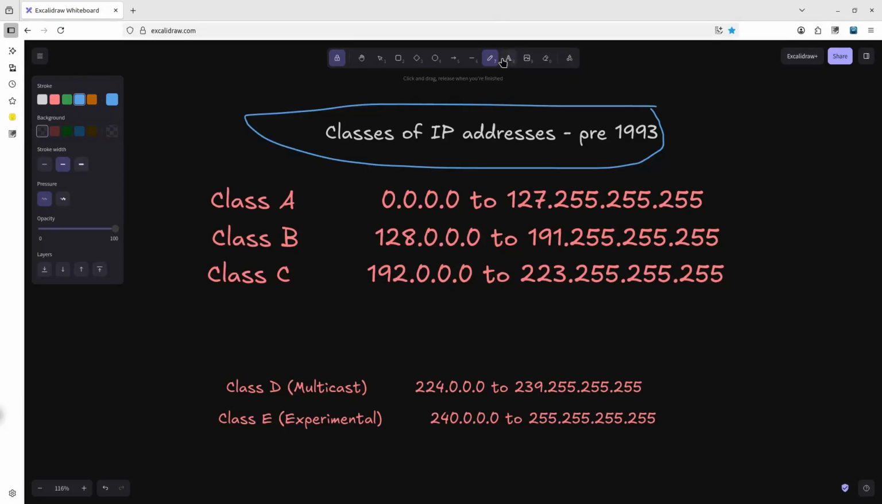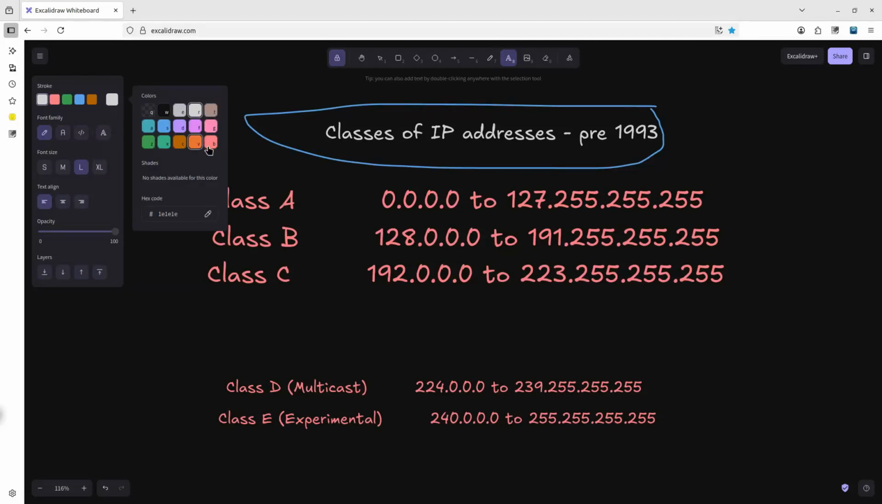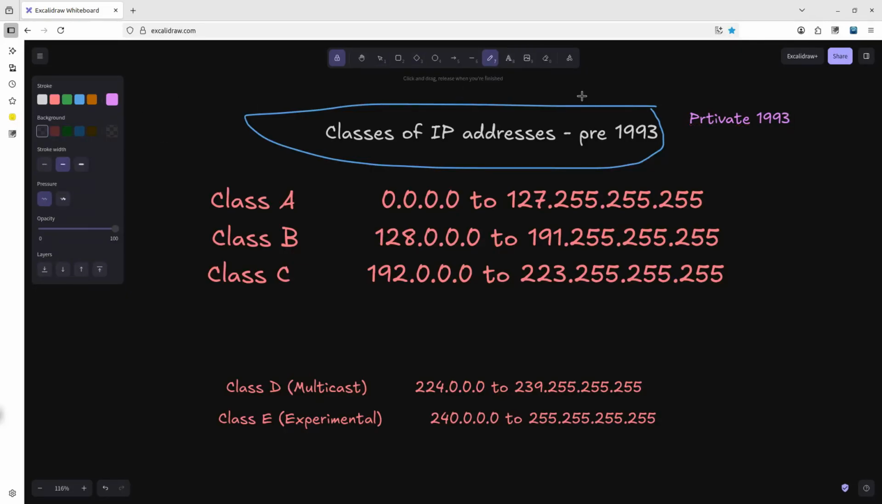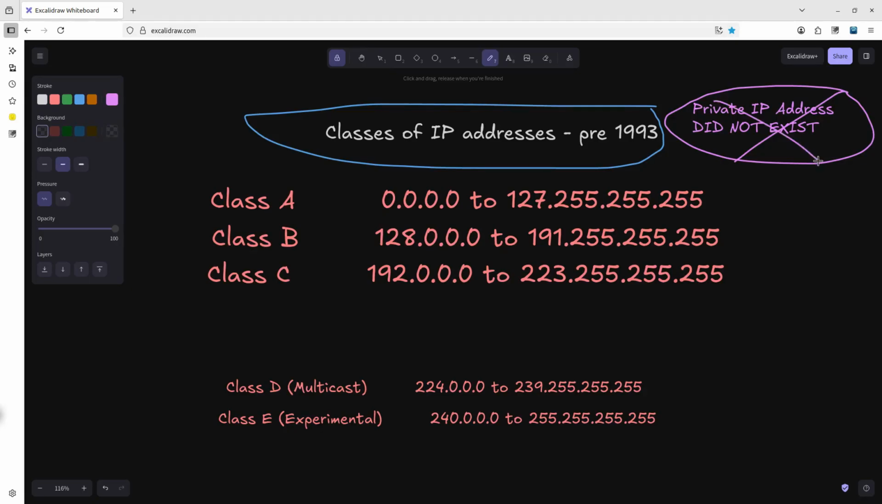Also, another fun fact I want to give you, which is going to absolutely blow your mind, is that private IP addresses did not exist. Yes, you heard that right. The concept of private IP addresses before 1993 was non-existent. This entire concept was non-existent before 1993.